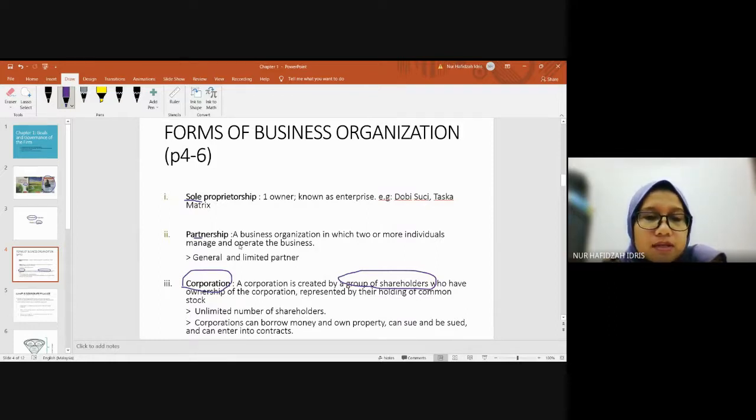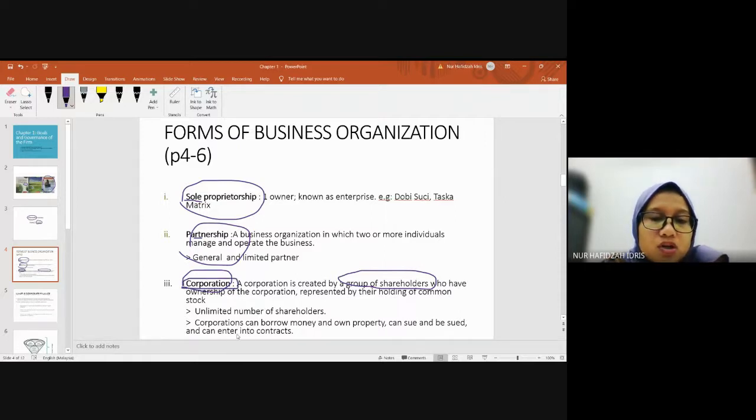So how to become the shareholder for the company? By purchasing the company share. Okay, so even you as a student, if you have the excess cash, you boleh beli saham company tu dekat Bursa Malaysia. So indirectly we can say that you are a part of the shareholders for the company. That's why for this subject we do not discuss about these two, sole proprietorship and partnership. Kita cuma discuss pasal the corporation.